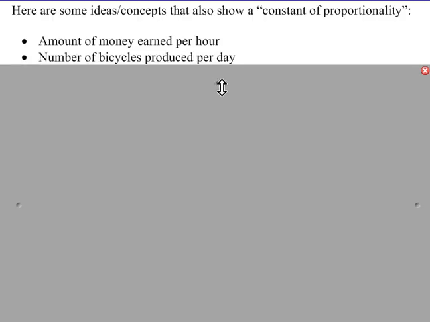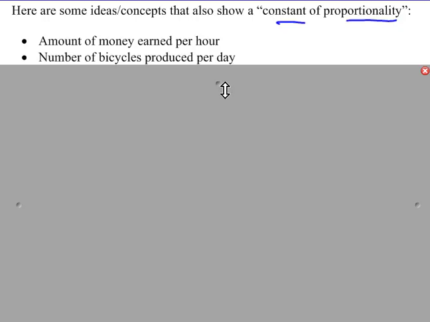Now, we want to take a look at some other ideas and concepts that show a constant of proportionality. For example, the amount of money earned per hour. If you make $8 an hour, it depends how many hours you work to find out how much money you would make. The number of bicycles produced per day. If a factory produced 200 bicycles a day, at 2 days, it's 400 bicycles. At 3 days, it's 600 bicycles. These are called the constant of proportionality. These things are not changing, at least in order to figure something out.